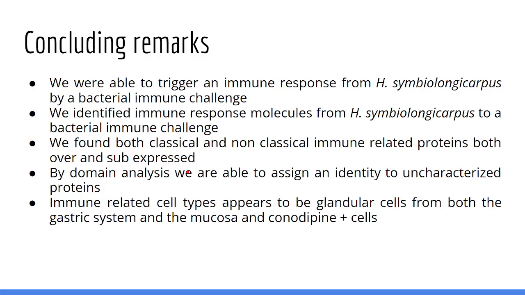As concluding remarks, we were able to trigger immunity in Hydractinia symbiolongicarpus by a bacterial immune challenge. We identified the immune response molecules. In this immune challenge of Hydractinia symbiolongicarpus, we found both classical and non-classical immune-related proteins over and underexpressed. The domain analysis gave us the capability of assigning an identity to some of the uncharacterized proteins, and we thought that the immune-related cell types that appear to be related in this case were the glandular cells for the gastric system and the mucosa, and the conolipin positive cells.